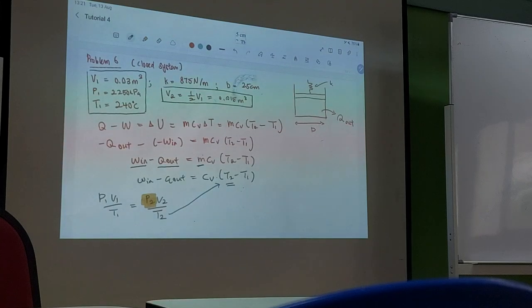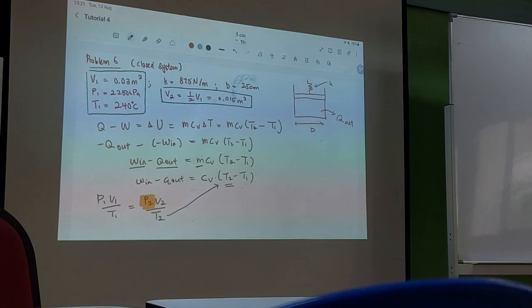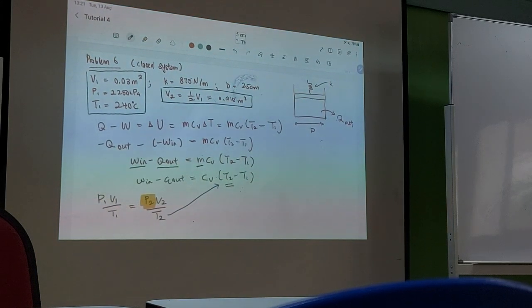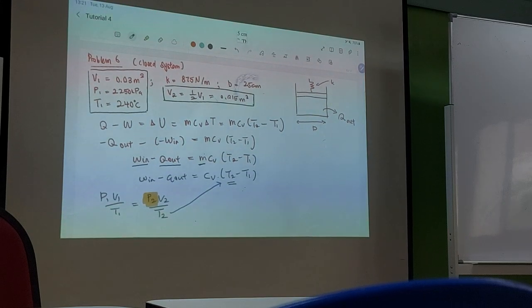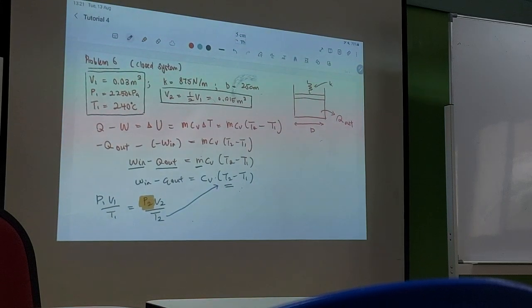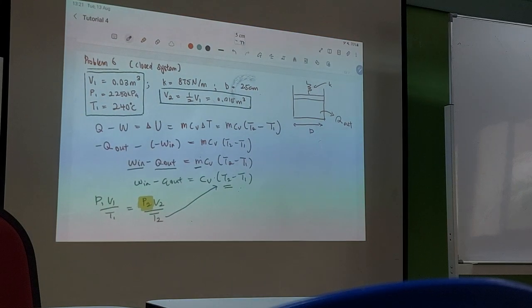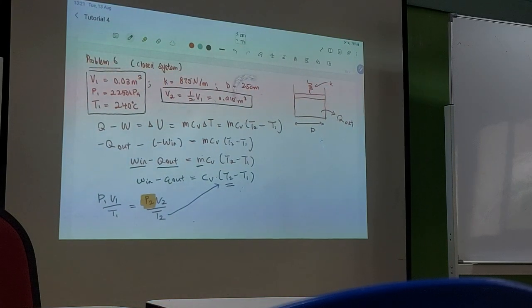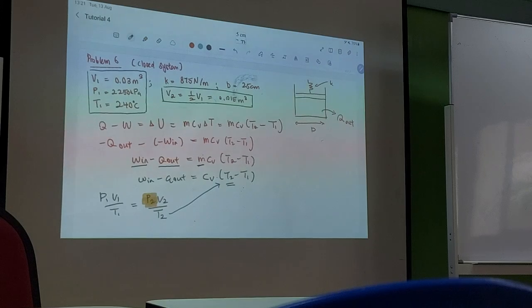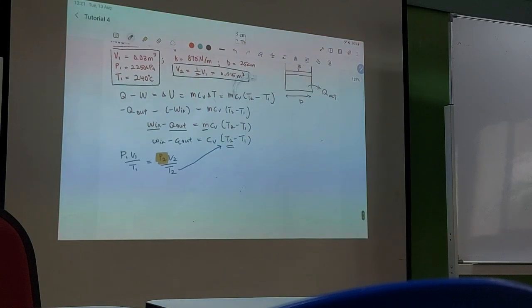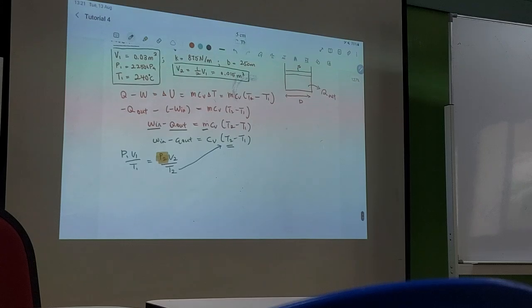One thing that you know about this particular problem is that initially P1 was when the spring is not doing any work, but after the cooling, the spring is doing work. Okay, so let's draw this a bit. For the initial case, let's draw a free body diagram.